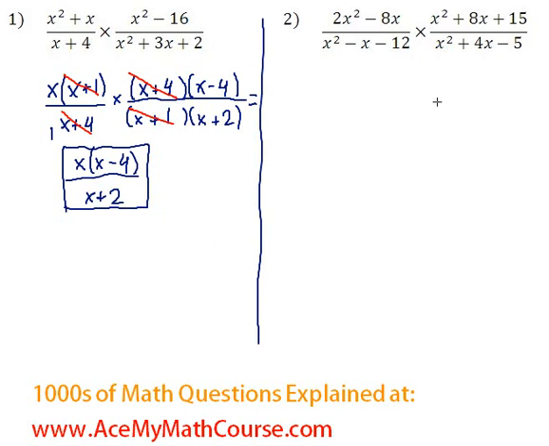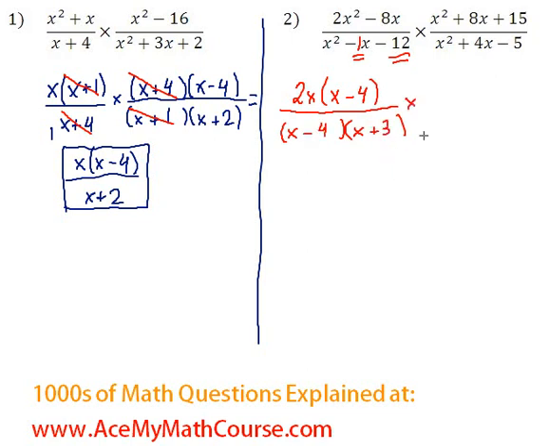More stuff to factor, like 2x squared minus 8x. I can factor out a 2x. 2x squared divided by 2x is x. Negative 8x divided by 2x, just negative 4. All over x squared minus x minus 12. What does that factor into? We're looking for two numbers that multiply to negative 12 and add up to negative 1. Those numbers will be negative 4 and positive 3.